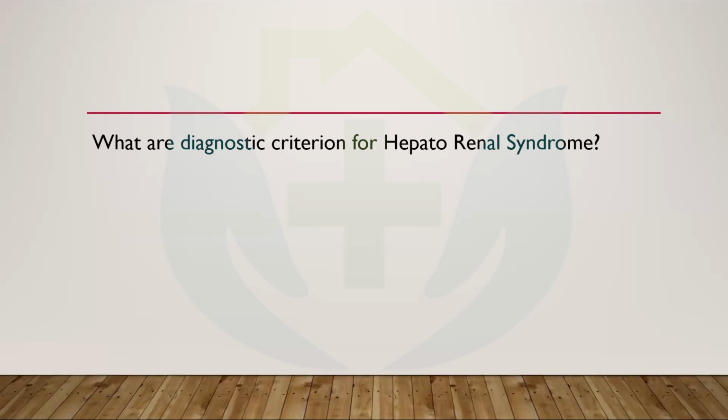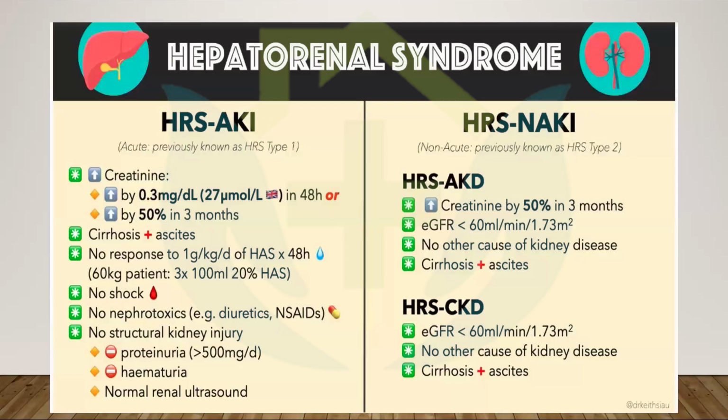So what are the diagnostic criteria for hepatorenal syndrome? Very important topic, hepatorenal syndrome. You can get it in any of the cases somewhere. Recent criteria for hepatorenal syndrome have been divided into HRS-AKI, the acute kidney injury, and non-AKI, which is again divided into HRS acute kidney disease and HRS of chronic kidney disease. The criteria you can go and read, you'll get them anywhere on the net, and just be thorough with these things.